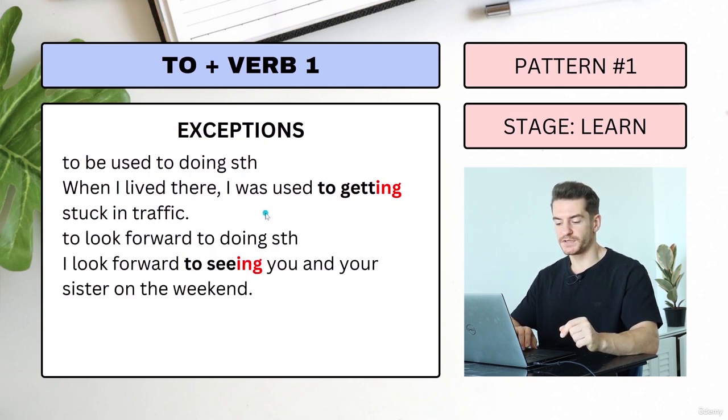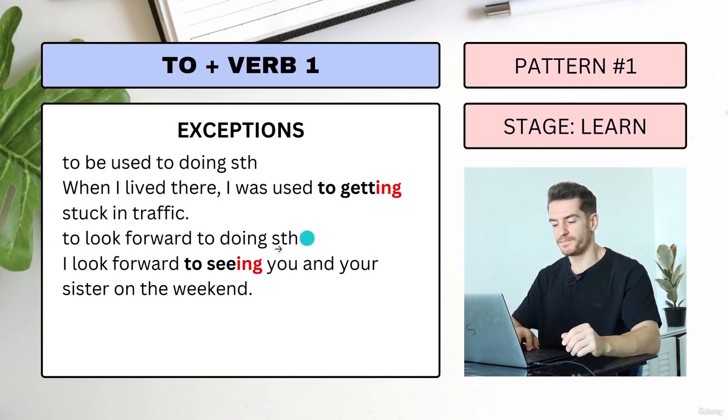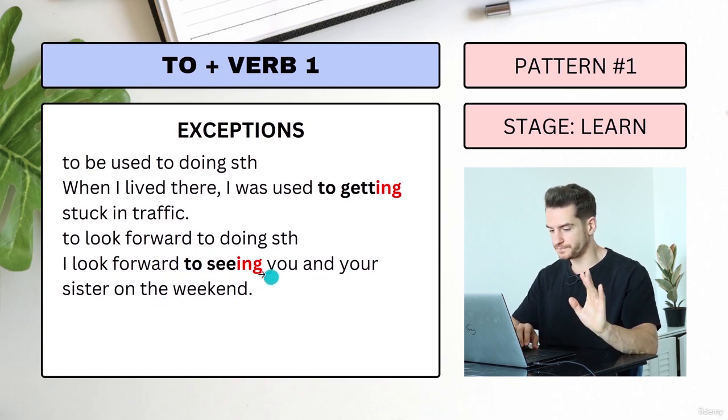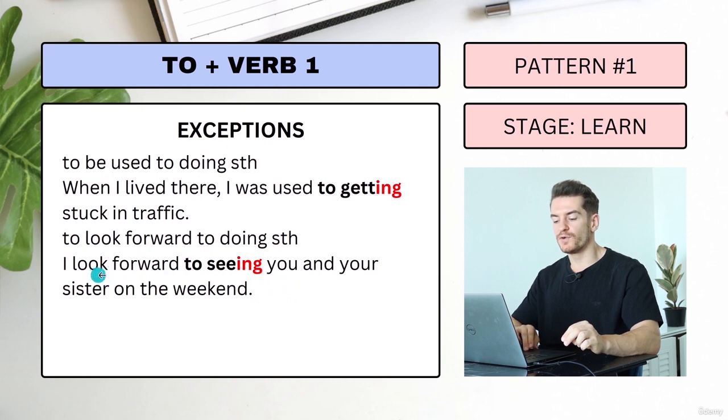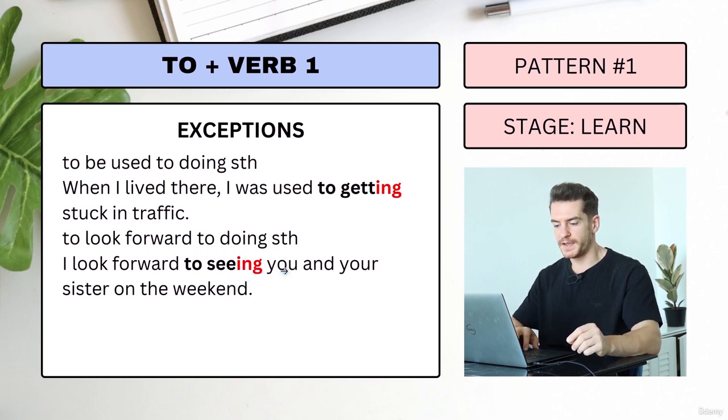And last exception, to look forward to doing something. If you look forward, that means you think about the future and you're very excited about the future. So I look forward to seeing you and your sister on the weekend. So same again, if you say I look forward to, you need to have a verb ing. I look forward to seeing you. I look forward to eating that food. I look forward to going down to the beach. Okay? So this is very important to remember, to look forward to doing something.